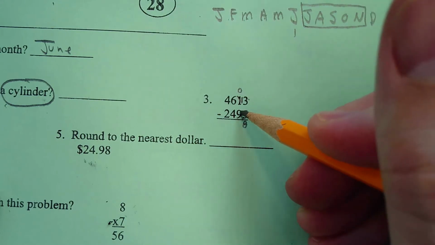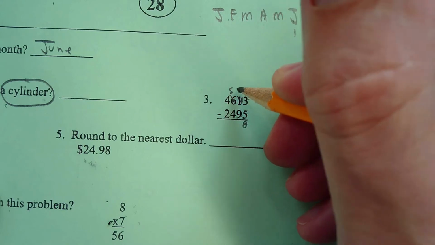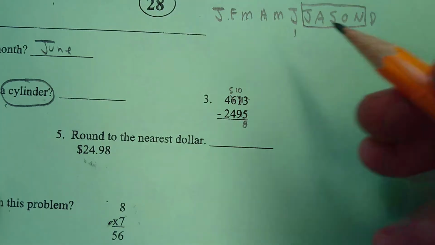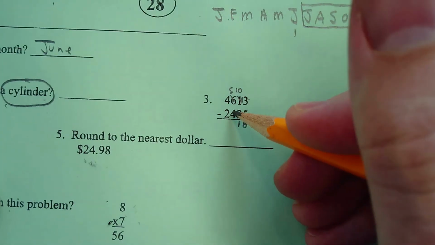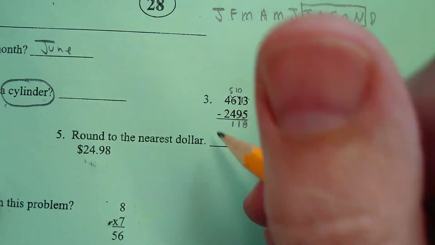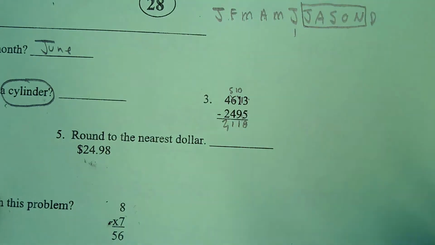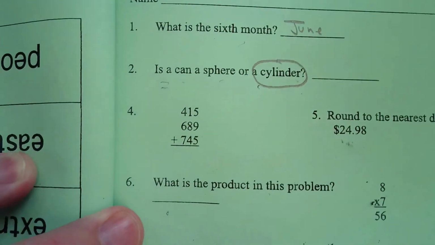Now I've got 0 take away 9, no can do. Off to the 6, he becomes a 5, and the 0 now is a 10. So 10 take away 9 I can do, that's 1. 5 take away 4, I can definitely do that, another 1. And then 4 take away 2, 2. 2,118.